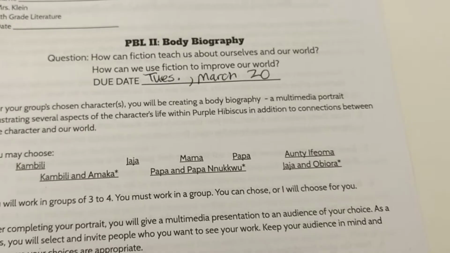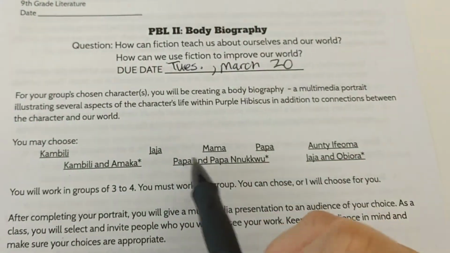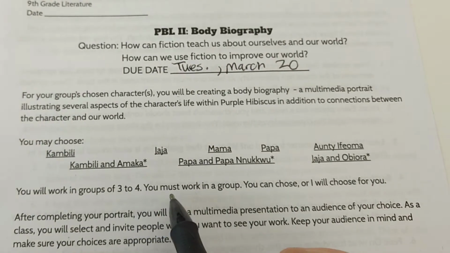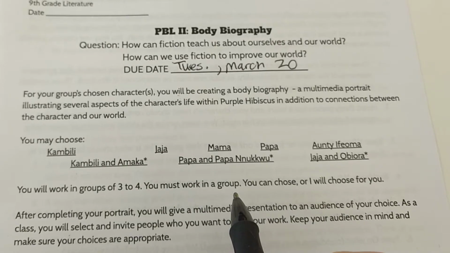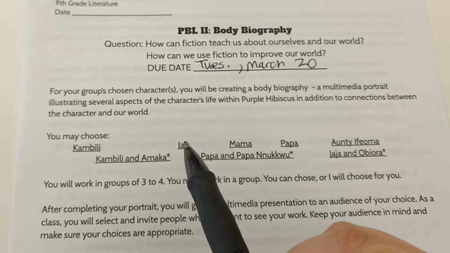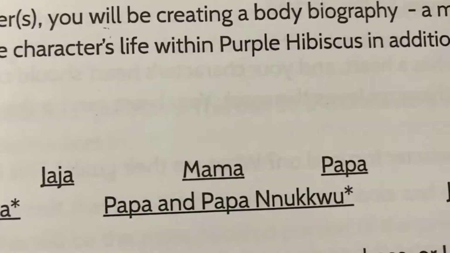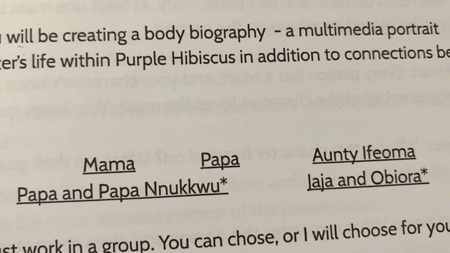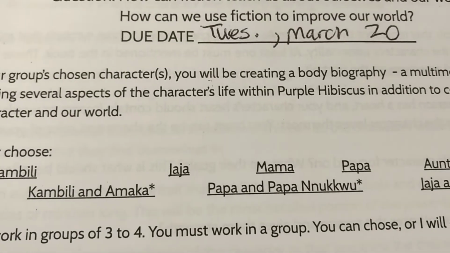So what you're going to be doing is picking a group of 3 to 4 people, okay? You must work in a group because it's a lot of work. So I want you to work in a group. You're going to pick a character, okay? So you can pick Kambili, Jaja, Mama, Papa, Auntie, or you can do 2 characters, Kambili and Amaka, Papa and Nuku, Jaja and Obiora.